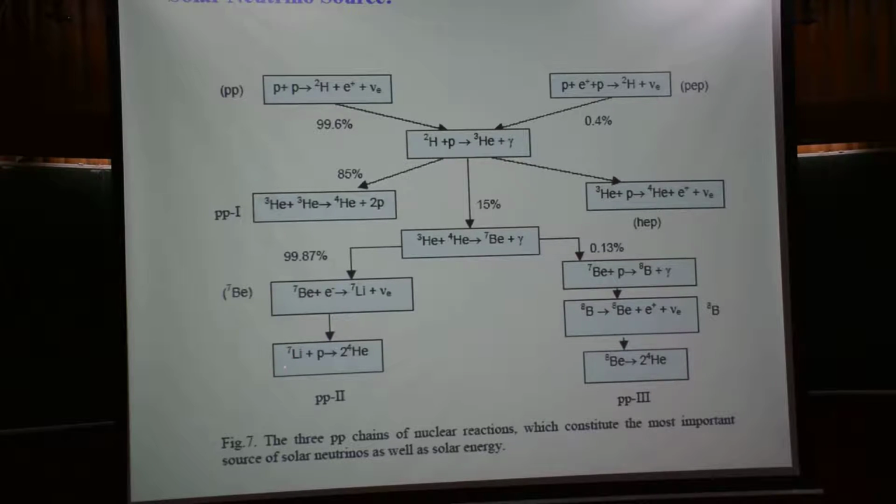And then lithium-7 combines with a proton to give you helium-4. Now, 0.1% of the time, that means 3 orders of magnitude smaller than this and 4 orders of magnitude smaller than this, beryllium-7 combines with a proton instead of an electron, giving boron-8 and a photon, and boron-8 decays into beryllium-8, a positron and a neutrino. So this is called the boron neutrino. It is only 3 orders of magnitude down compared to beryllium and 4 orders of magnitude down compared to pp, but this gives you the maximum energy, going up to 15 MeV.